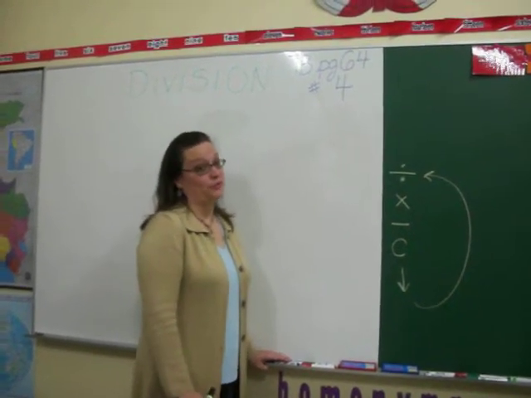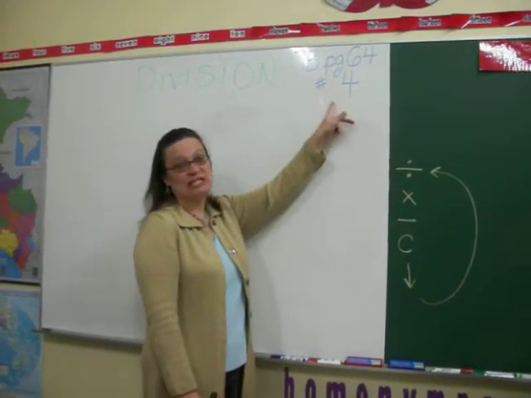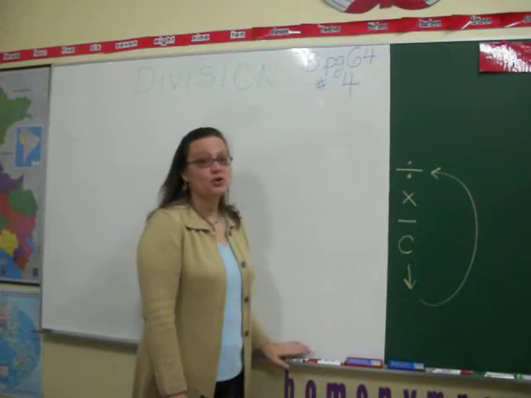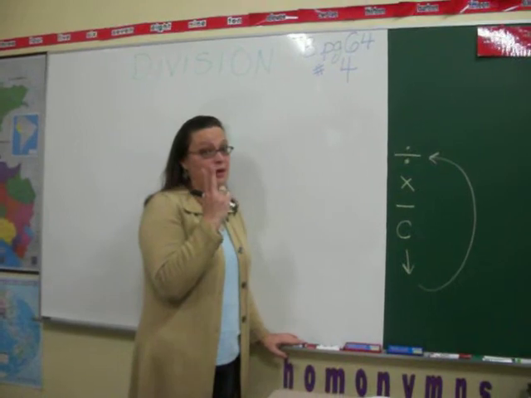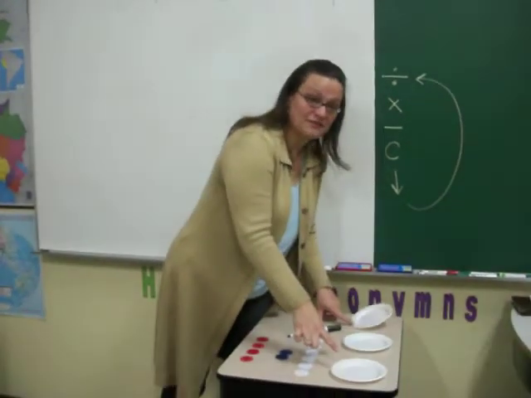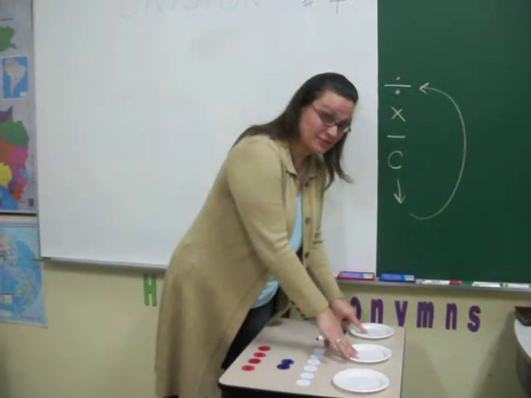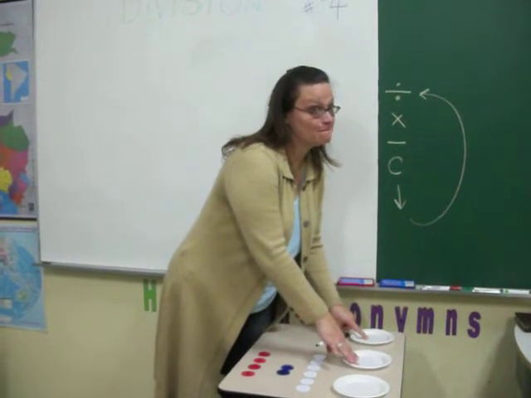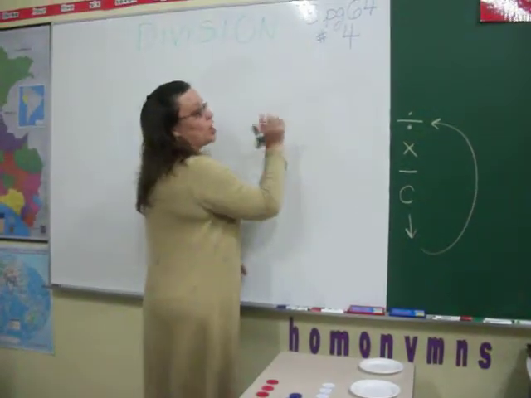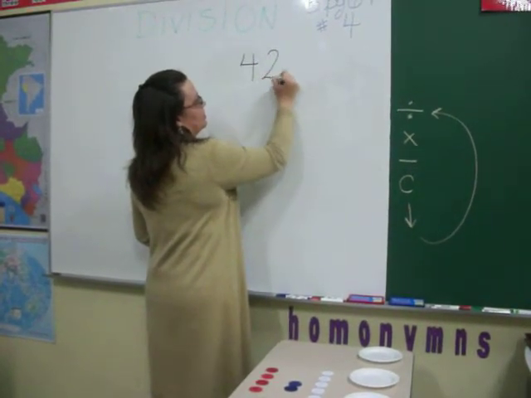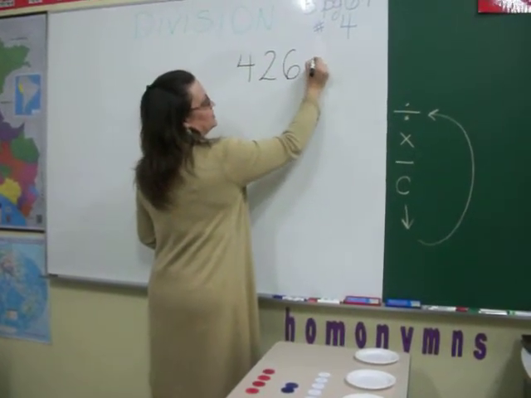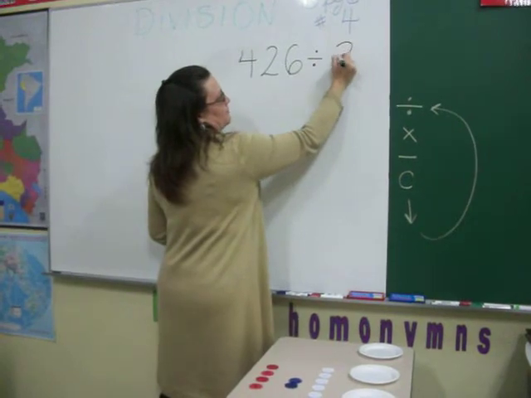Let's do another example from the textbook. Page 64, number 4. So far, we've only been dividing by two friends. But this time, we're going to divide by three friends. Do you know your three times tables? I hope so. We're also going to divide three digits. We're going to divide hundreds.